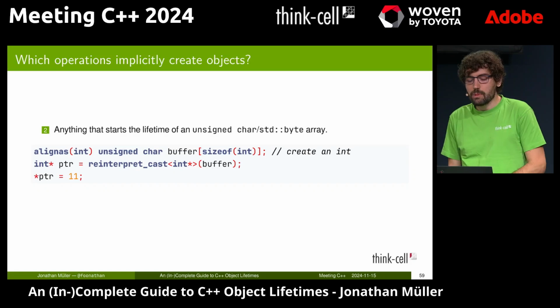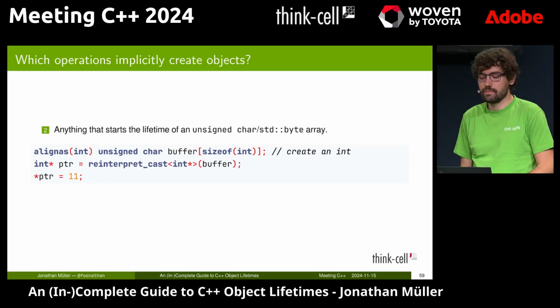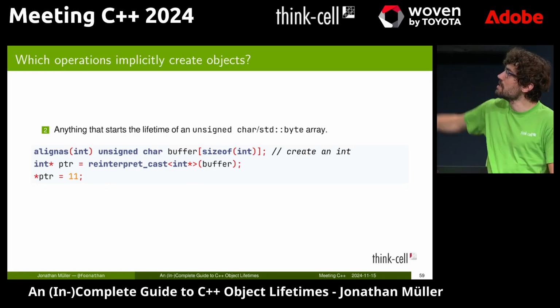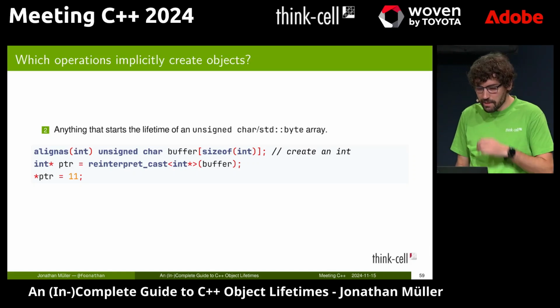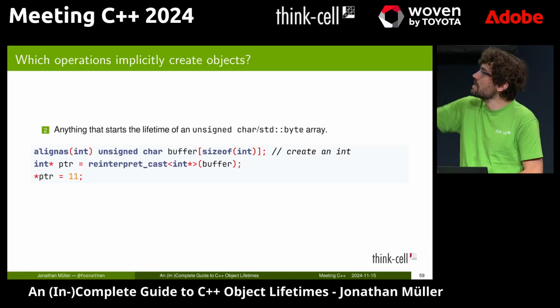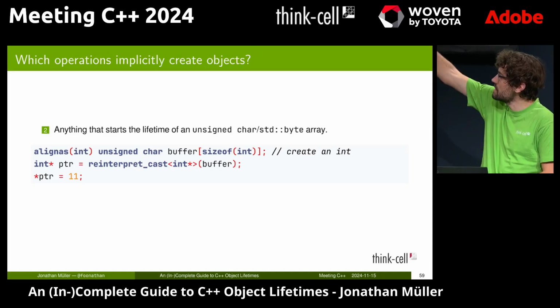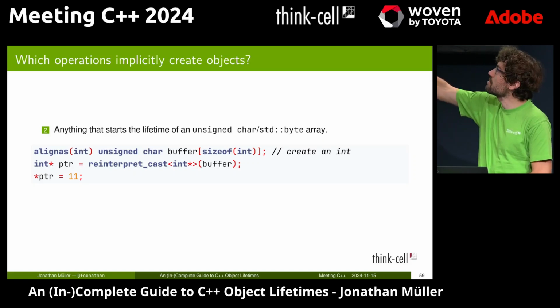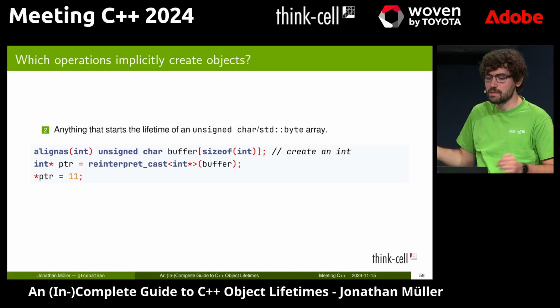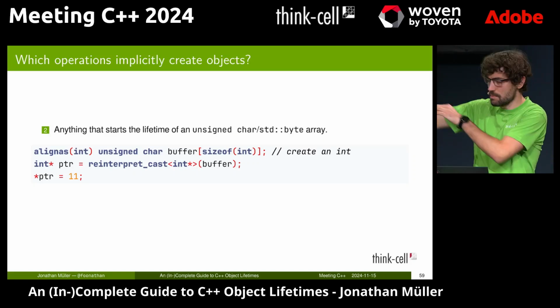Anything that starts the lifetime of an unsigned char or std::byte array also can implicitly create objects. So we have an unsigned char array, suitably aligned, suitably big, and then we treat its address as a pointer to an int, and then we start using it as if it were an int, so the compiler goes ahead and creates an int. Otherwise, this would be undefined behavior. But it implicitly creates an int.